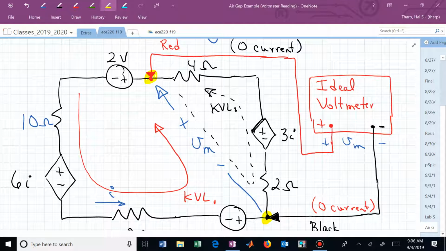In this ideal voltmeter, the leads do not draw any current, which is why I've labeled those as zero current. You don't have to worry about the impedance or resistance that the voltmeter presents to the rest of the circuit, which in fact it does. Taking a measurement does impact the system. This is an ideal voltmeter.